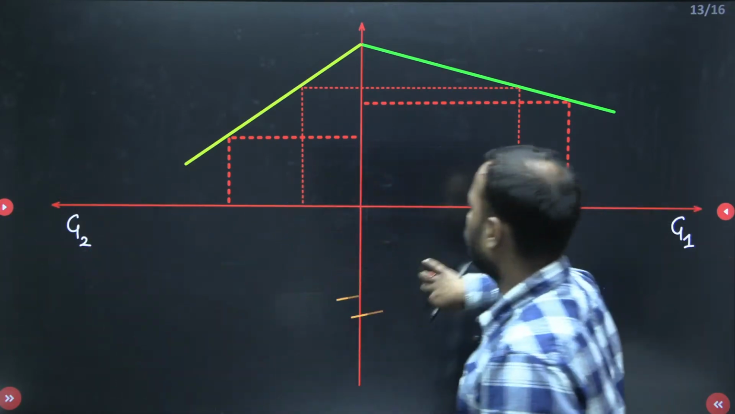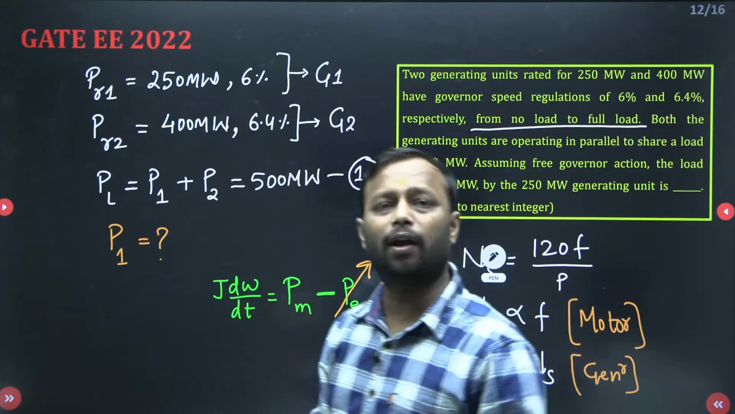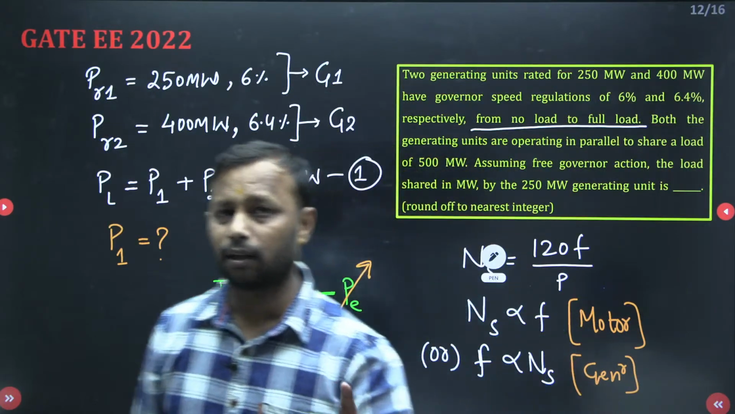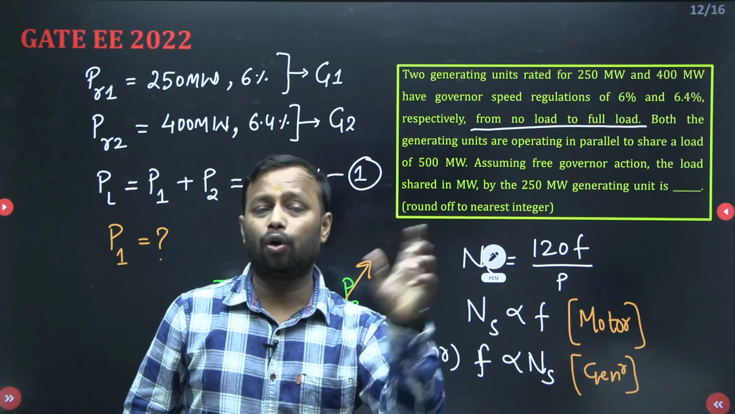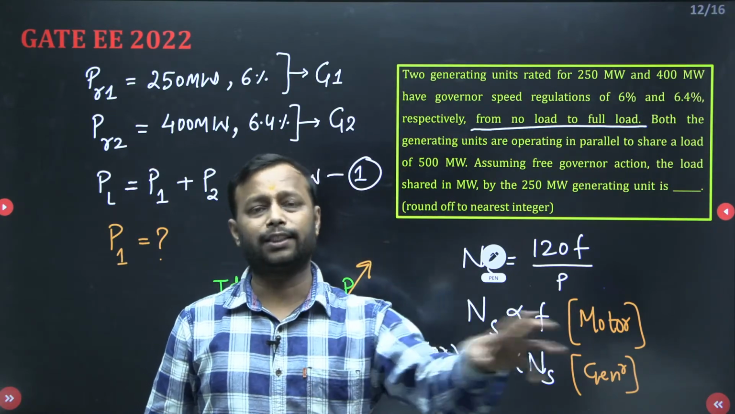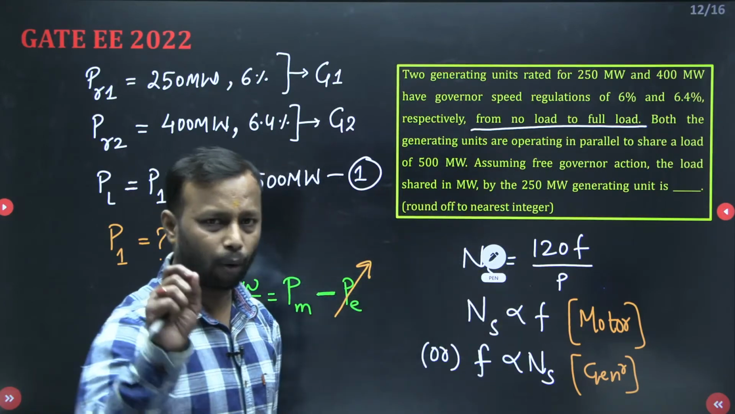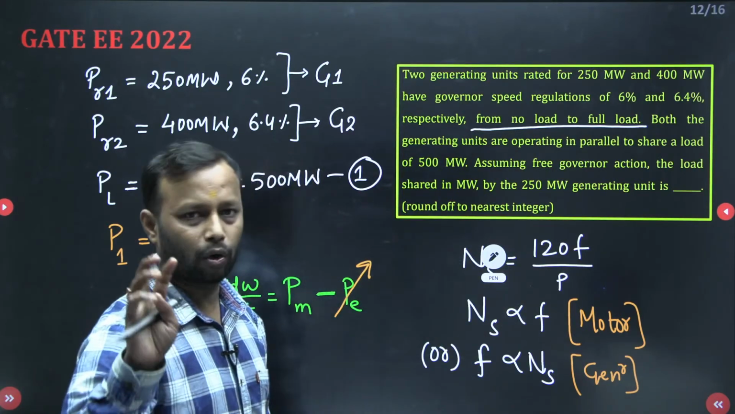Now since no information is given about the no load frequency, whenever no information is given, we will assume the no load frequency to be the same for all the generators. Got the point? It is a very important point. Please note it down somewhere in your notebook.